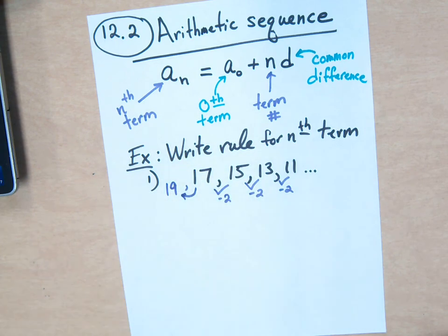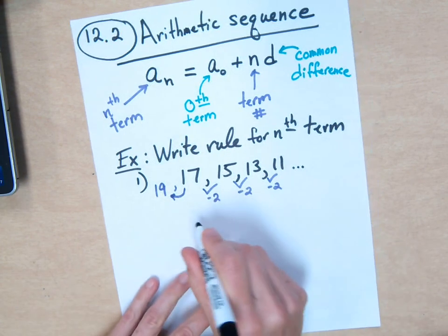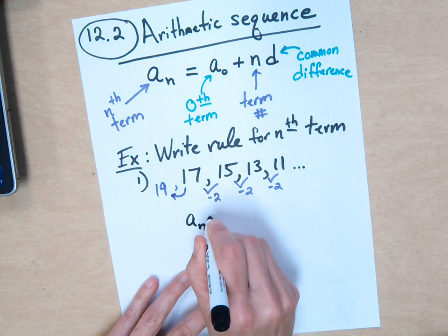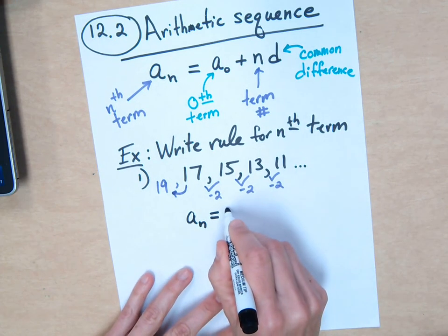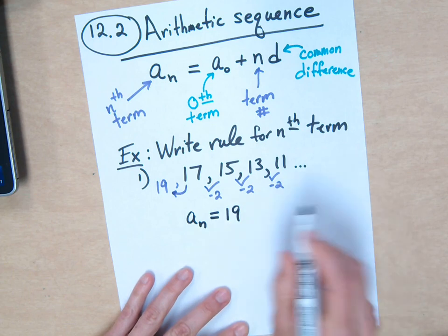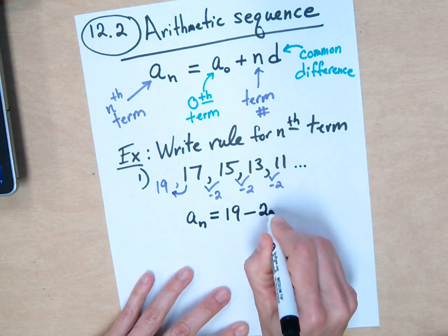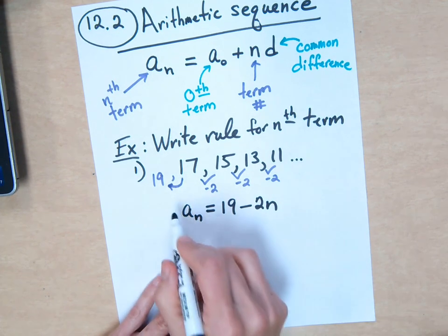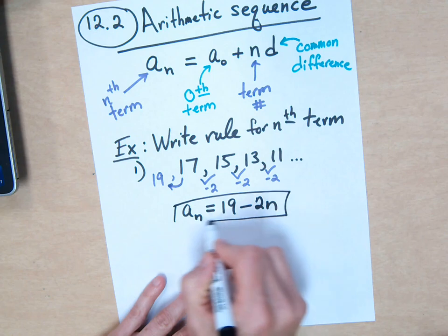All right, so we're ready to write our answer. We can directly write it. So if we want a formula for the nth term, a sub n, we would just write 19, the 0th term, minus 2n, because we're subtracting 2 each time. Now let's just check it out. So I'm going to box it because that's my answer.